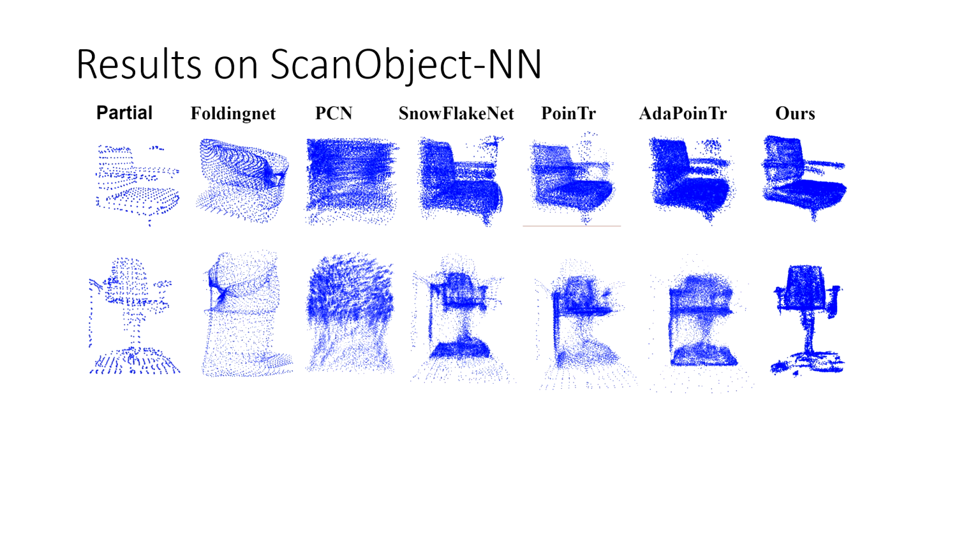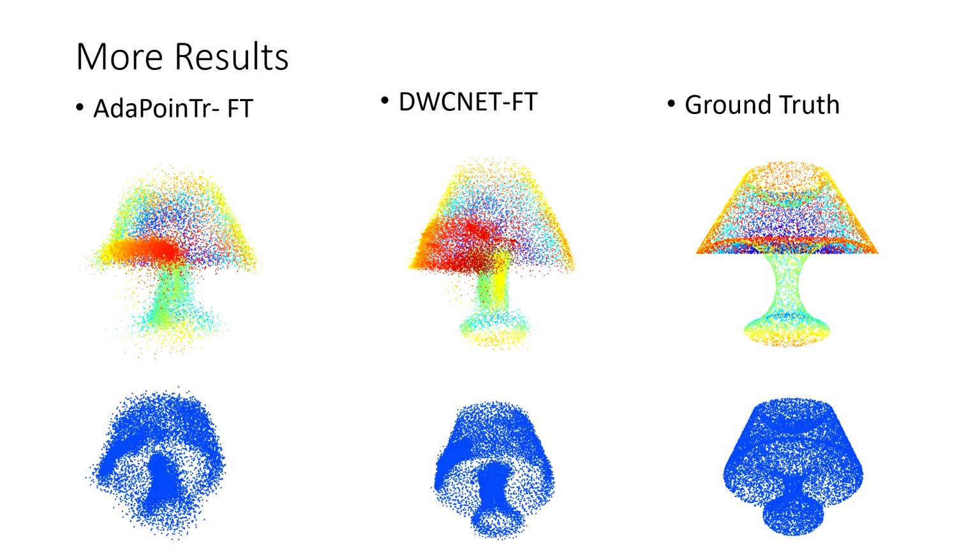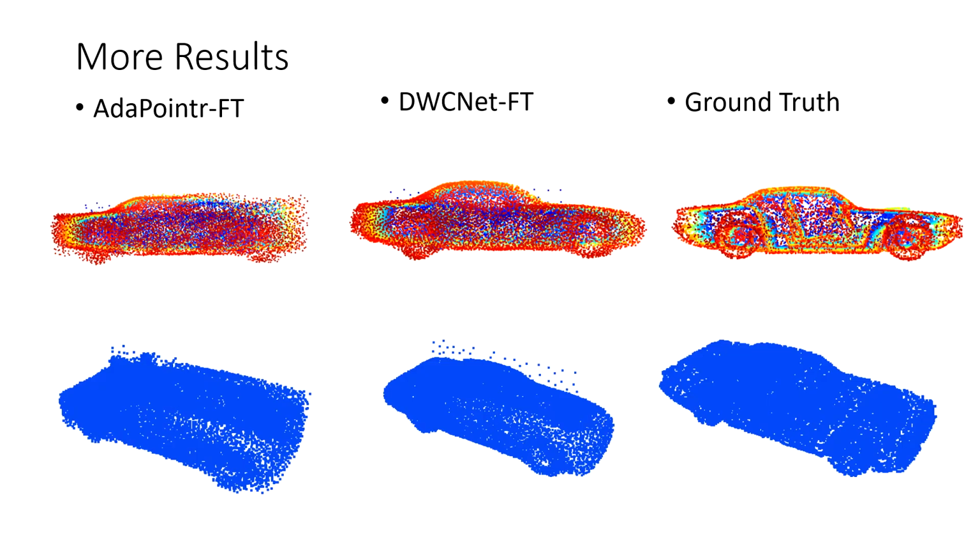And since DWCNet did great on the corrupted data, we couldn't help wondering how it would do on clean data. So we trained and tested it on the clean PCN dataset and found a state-of-the-art result at the time of the submission of this paper. Here are some more qualitative results.